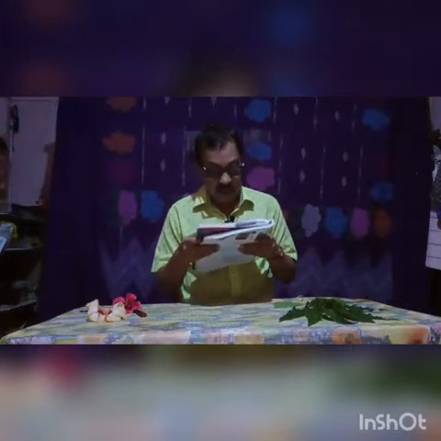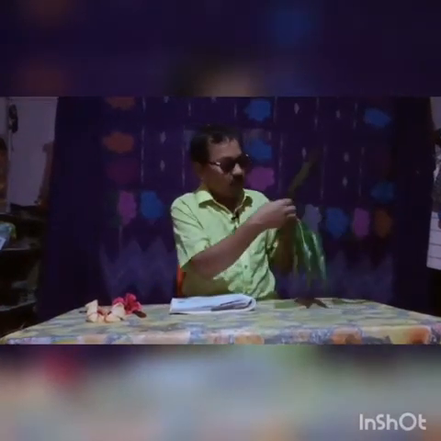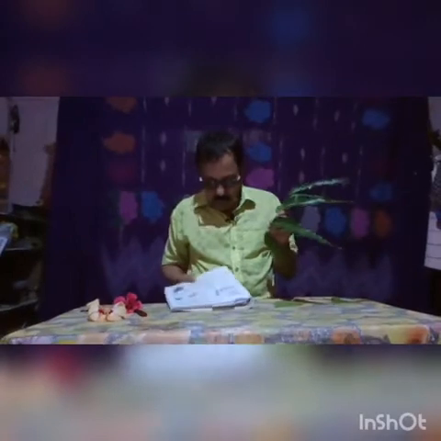Then nodes. The leaves and branches are joined to the stem at nodes. See that where a leaf is joined, this point is called a node. Where leaves are attached to the branch, this point is called a node. So there are various types of nodes.